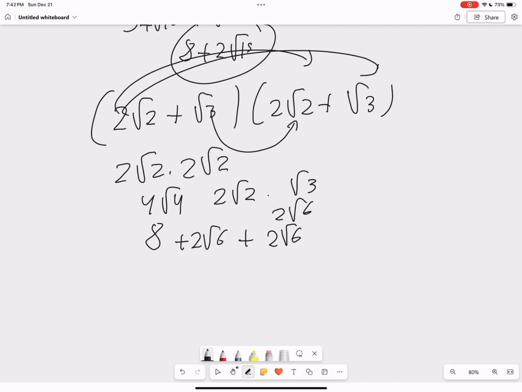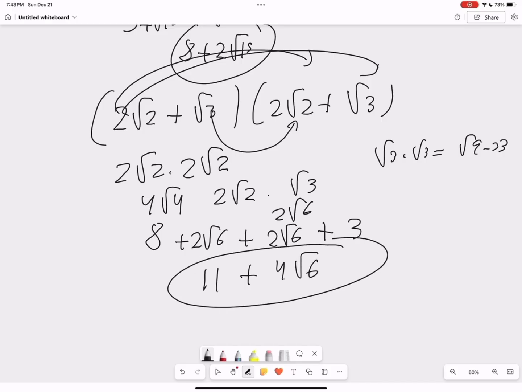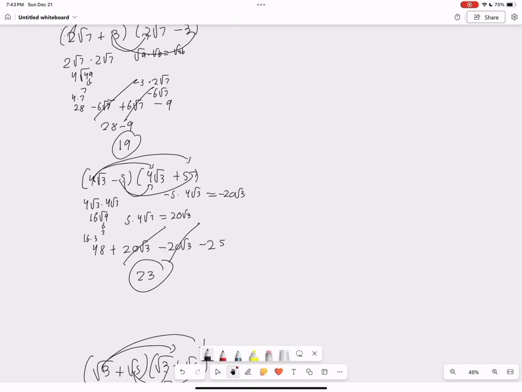And then we get the square root of 3 times the square root of 3, which is the square root of 9, which is just 3. So we just get 11 plus 4 root 6. Okay, and that's your answer. So that's how you FOIL when it comes to square roots.